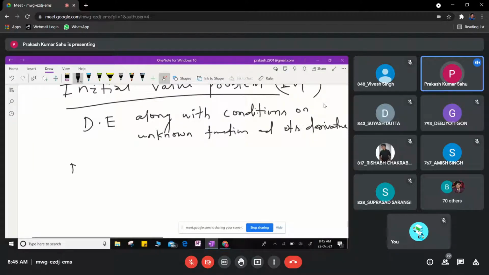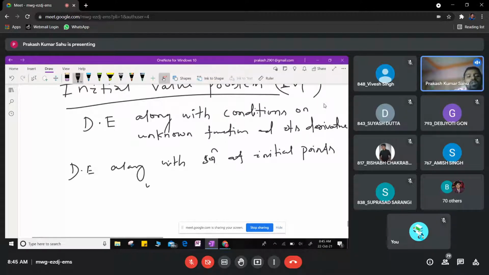So the differential equation along with the solution at initial points of the domain. Okay, the differential equation along with the solution at initial points of the domain.